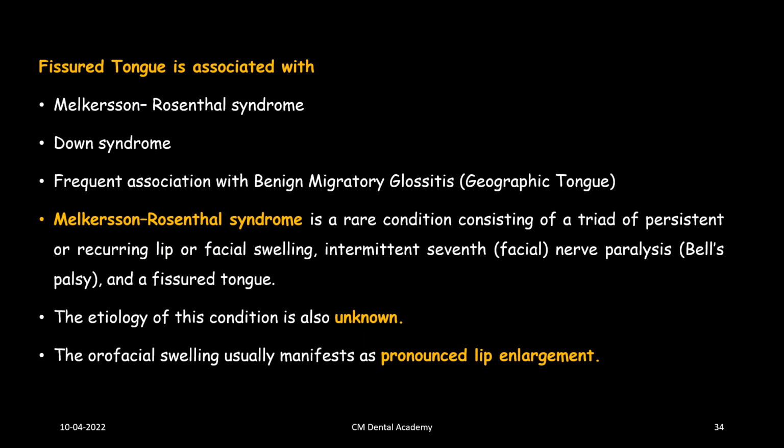Fissured tongue is associated with Melkersson-Rosenthal syndrome and Down syndrome. Frequently, it is associated with benign migratory glossitis, which is also called geographic tongue. Melkersson-Rosenthal syndrome is a rare condition consisting of a triad of persistent or recurring lip or facial swelling, intermittent seventh nerve paralysis, and fissured tongue. The etiology of this condition is unknown.